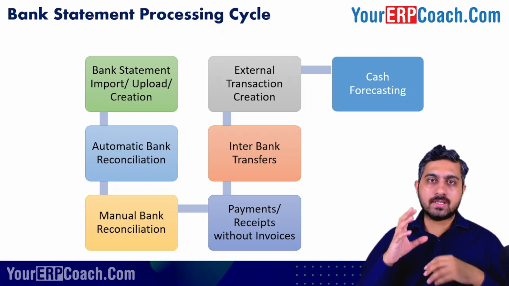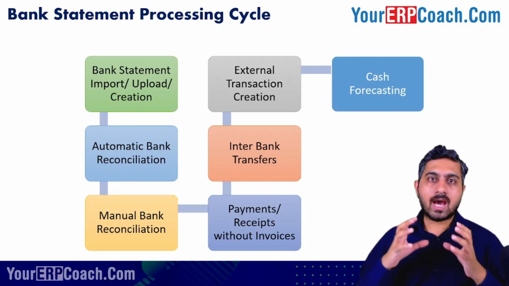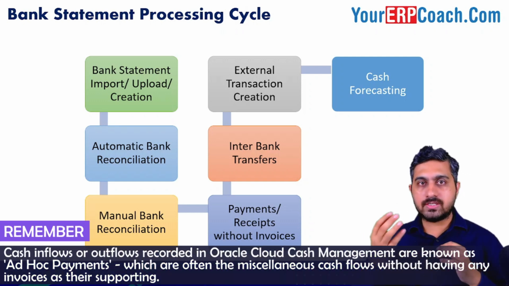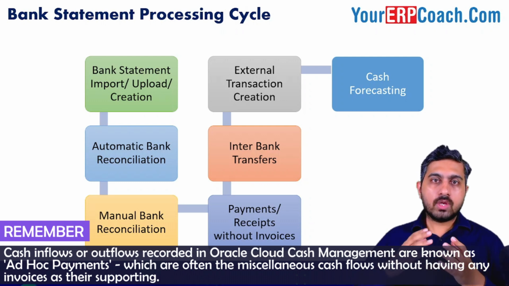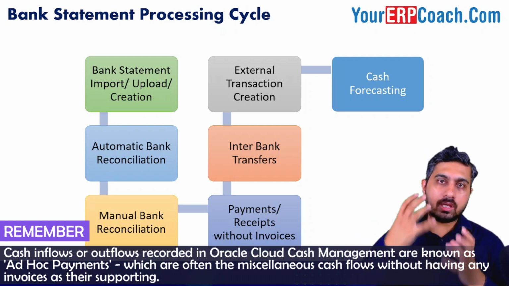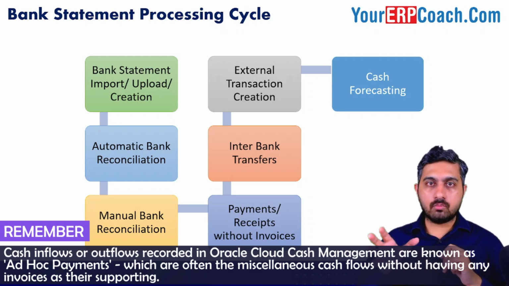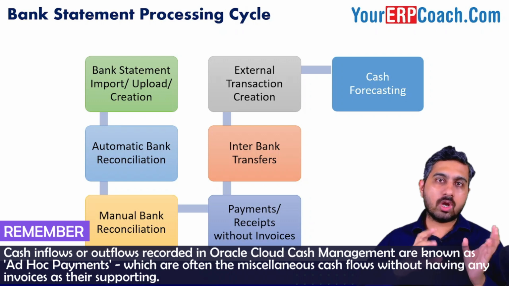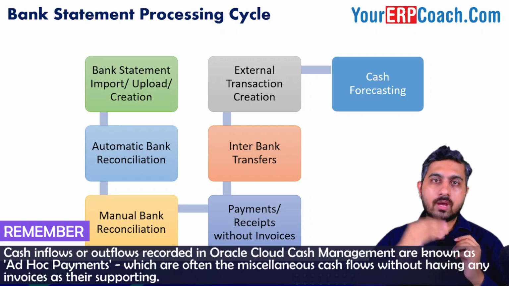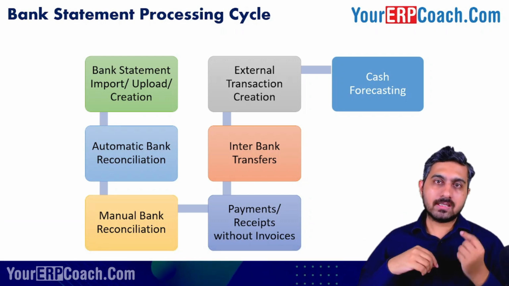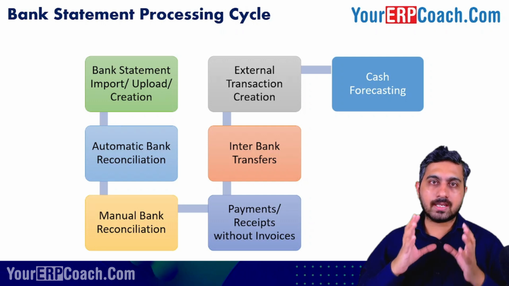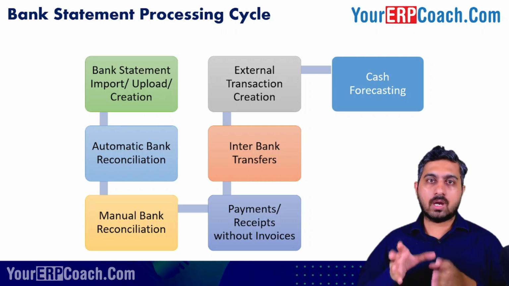Another type of transaction that happens in the Cash Management module cycle is ad hoc payments, or payments or receipts without any invoices. Obviously, if there is any supplier payment or any cash received from a customer, you would probably have booked that in the AP or AR modules, because that corresponds to the invoice your supplier has sent to you, or the invoice you have recorded in the AR module, which you have sent to your customer. However, in business, there can be some inflows or outflows of cash that are not backed by such invoices. Such inflows or outflows are recorded in the Cash Management or Treasury module of Oracle Cloud Core Financials.